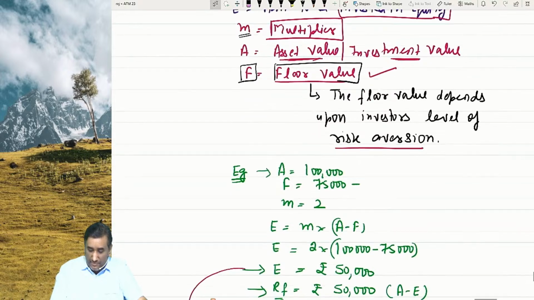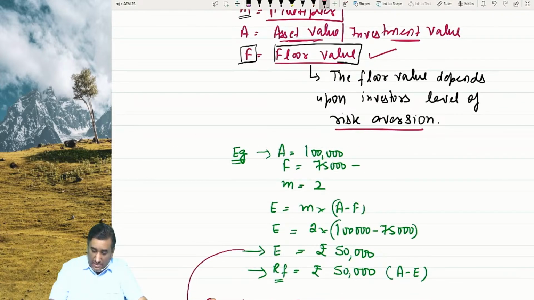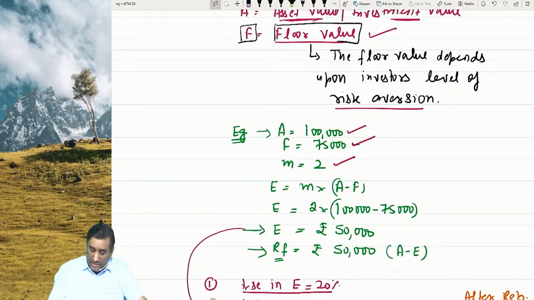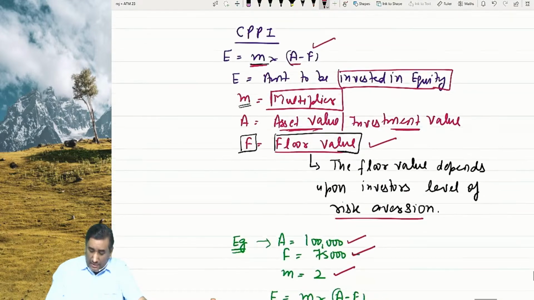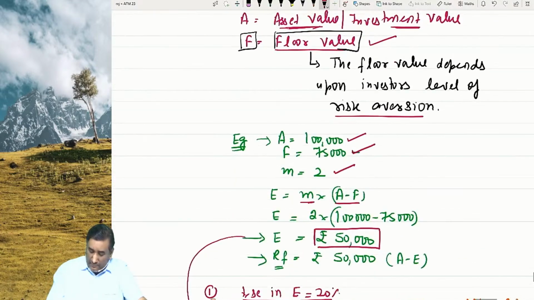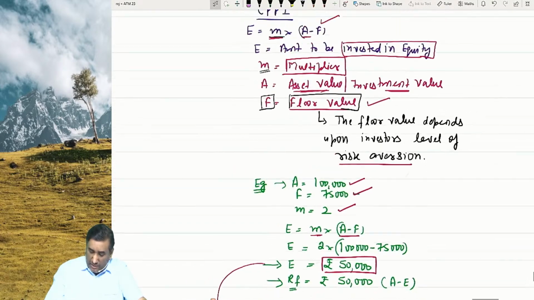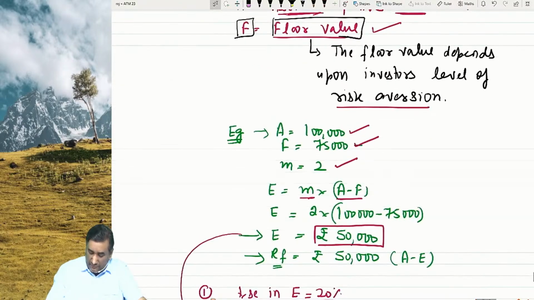Now I have assumed some numbers here. Let's suppose A is 1 lakh, floor value F is 75,000, M is 2. Then the investment in the equity would be M into A minus F, that's 2 into 1 lakh minus 75,000. Equity investment would be equal to 50,000. That means you will invest the balance in the risk free. So at period 0 we have the combination of equity and risk free as 50,000 and 50,000.